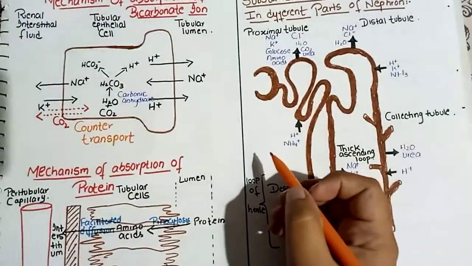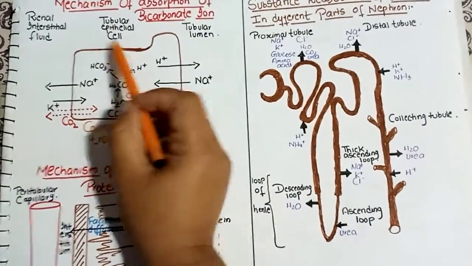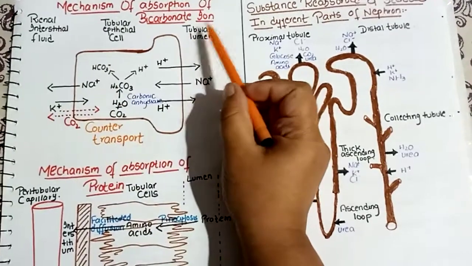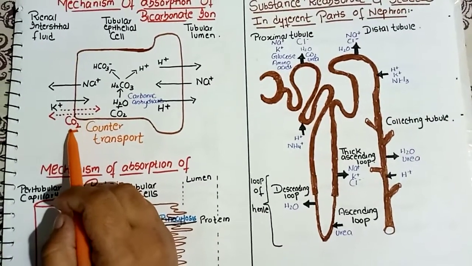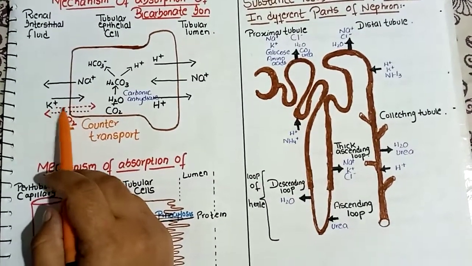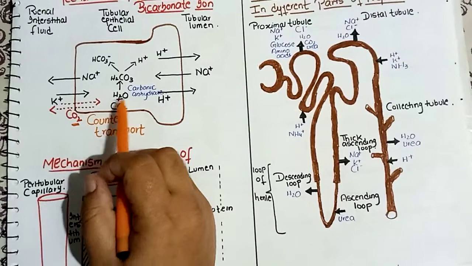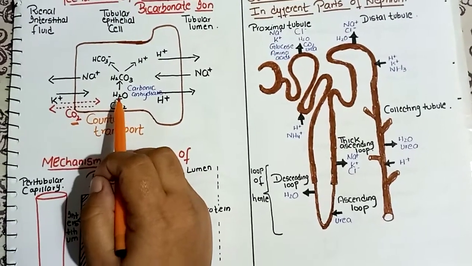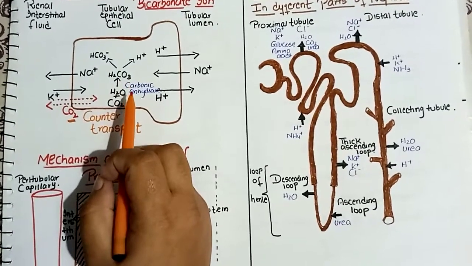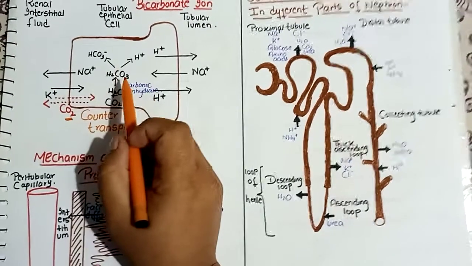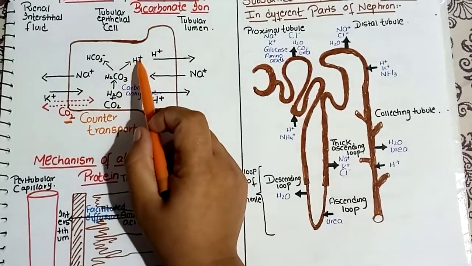And now I will discuss the reabsorption of the important substances into the tubular epithelial cell. The first one is the bicarbonate ion. As we know, CO2 is lipid soluble and can cross the border of the tubular epithelial cell. So the CO2 within the epithelial cell will combine with H2O, and it will form H2CO3 by the action of carbonic anhydrase. This H2CO3 will dissociate into bicarbonate ion and the H ion, hydrogen ion.